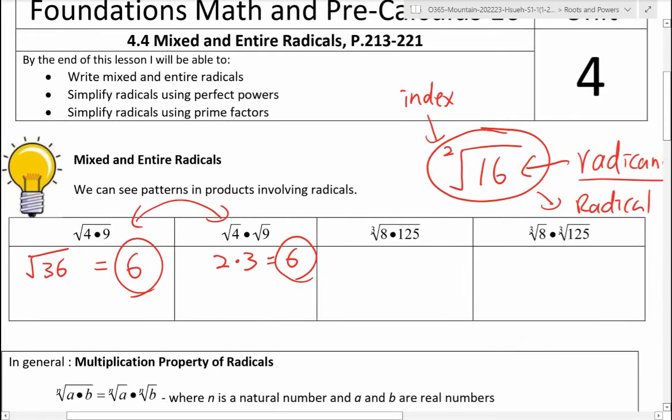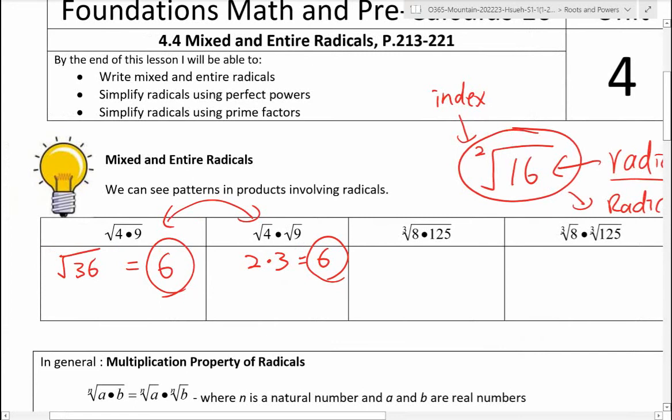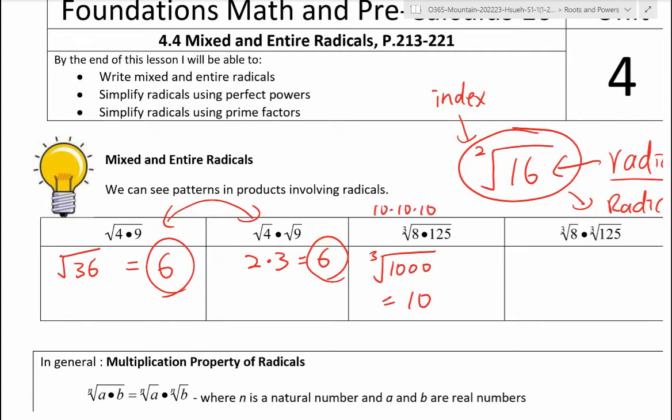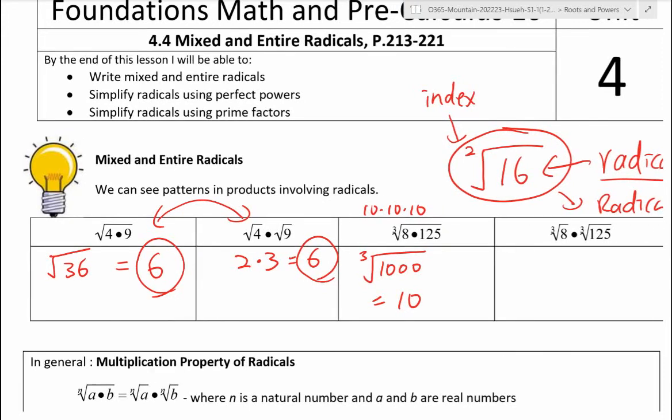So you know what? Let's take a look. We have two examples here. We have the cube root of 8 times 125. Now, 8 times 125 is equal to 1,000. And the cube root of 1,000 is equal to 10. Again, this is because 10 times itself 3 times, namely 10 times 10 times 10, is exactly 1,000. So the cube root of 1,000 is 10.